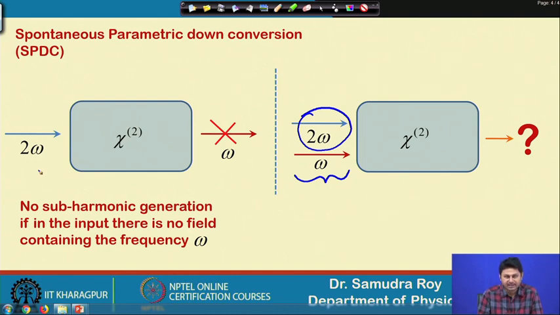So, here in the second case we are going to study that in a second order system we launch 2 omega, and along with that we launch omega frequency and try to find out whether we can generate any kind of subharmonic in the output or not. The mathematics will be exactly the same, only the boundary condition is now changed. Because of this new boundary condition, there is a possibility that it should generate some kind of subharmonics. So, let us see that.